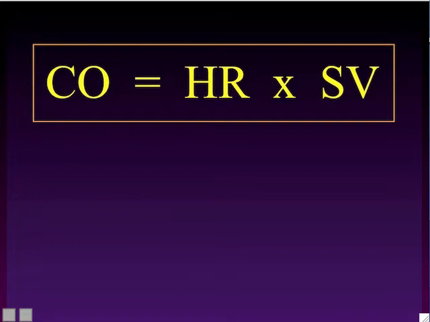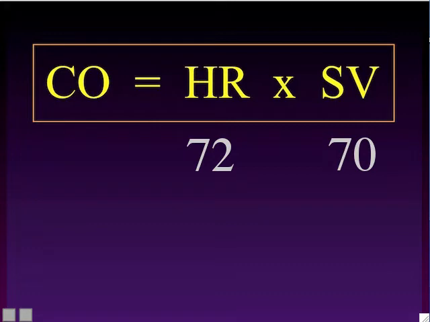And you're right. The answer is 72 beats per minute. And who remembers for an average resting adult what their stroke volume is? How many milliliters of blood the heart pumps per beat? And that's right. For an average resting adult, the stroke volume is 70 milliliters per beat.